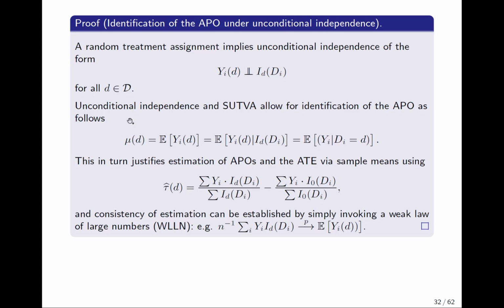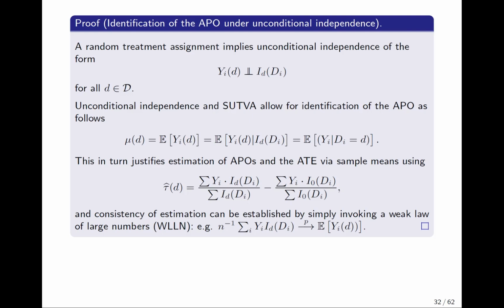This is our estimand, which is the average potential outcome. Because unconditional independence holds, we can condition this expression on the indicator variable, and it makes no difference because of this property here. But once we've conditioned on the indicator variable, that tells us that unit i has received treatment level small d, so we can then use SUTVA, the stable unit treatment value assumption, to replace the potential outcome with the actual outcome, and we have identification in observable data.